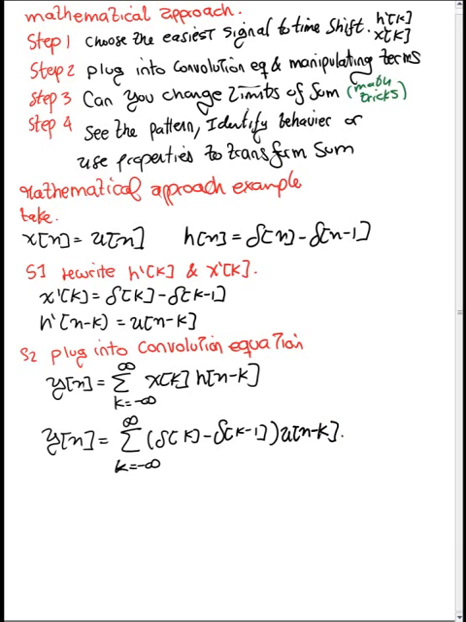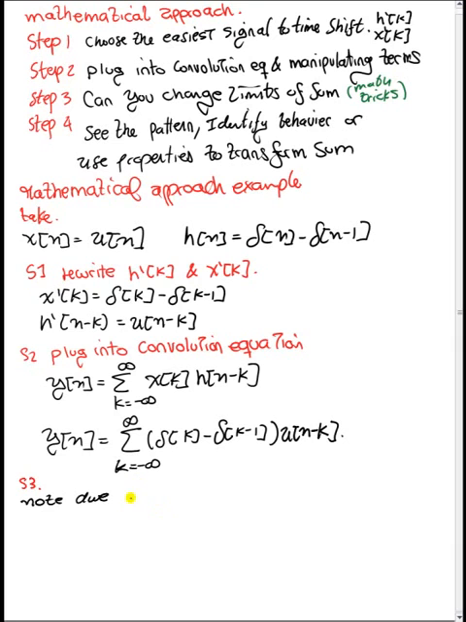Alright, now that we have that, then we're gonna go into step 3. Remember what step 3 was? Trying to modify the limits of the sum. So we can note that due to the unit step u of n minus k, this expression is only going to be 1 for n minus k more or equal to 0, or k less or equal to n. So we can modify the limits.